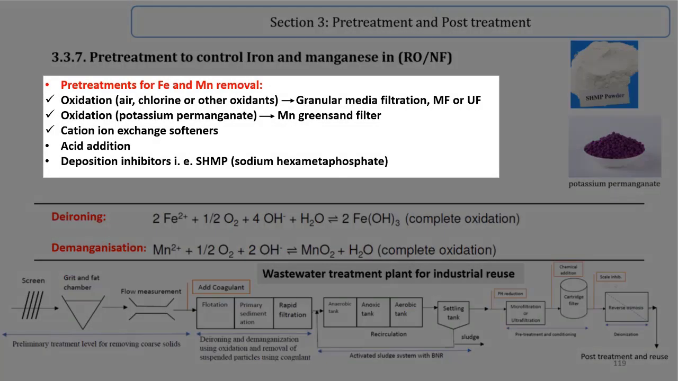Pretreatments for iron and manganese removal. To remove iron and manganese, at first it has to be oxidized with air, chlorine, or other oxidants. Then, with granular media filtration, microfiltration, or ultrafiltration, it can be filtered.